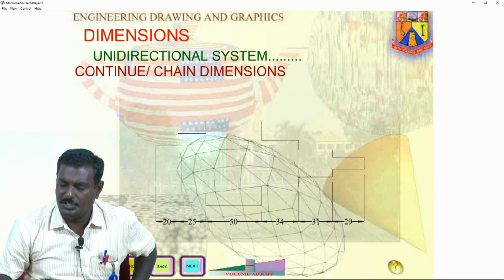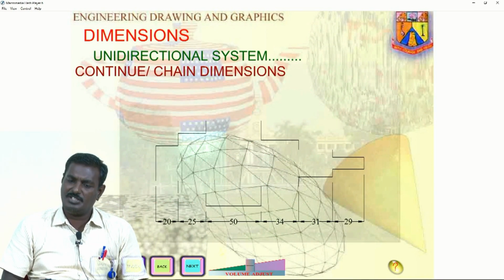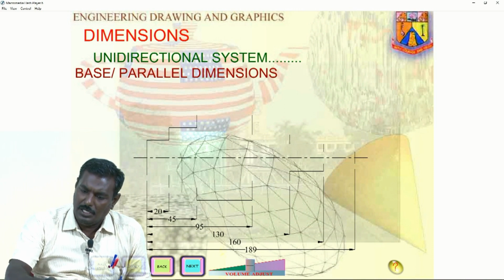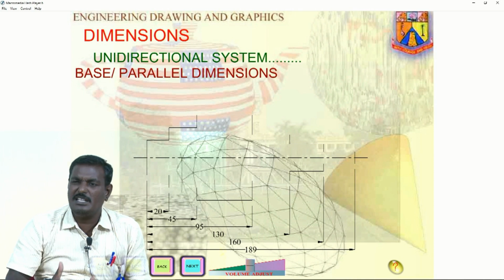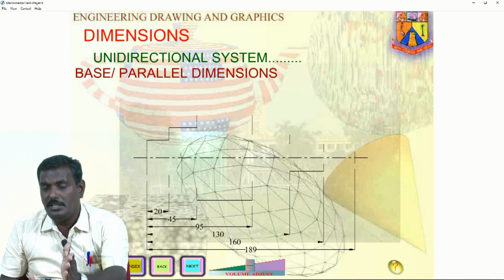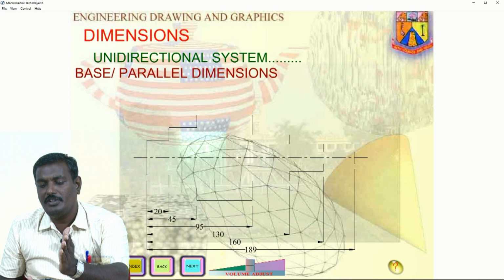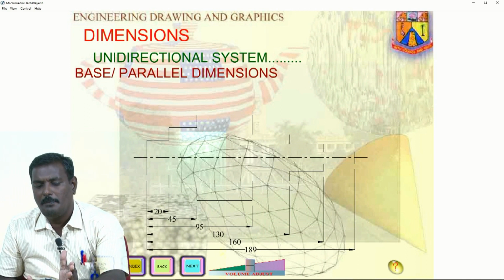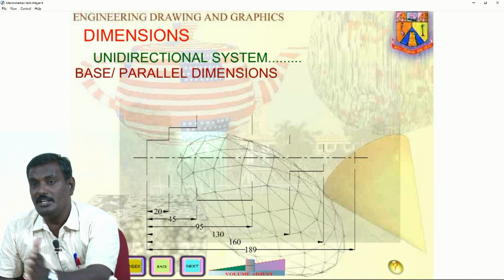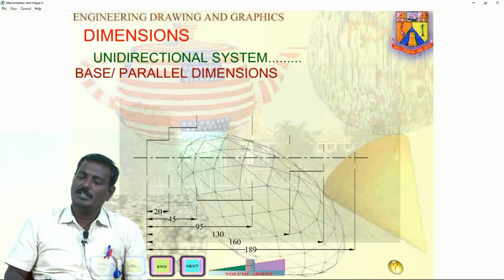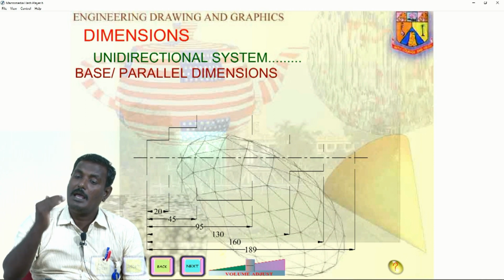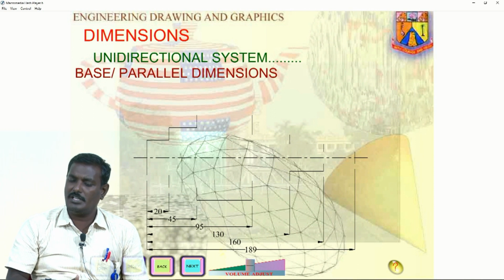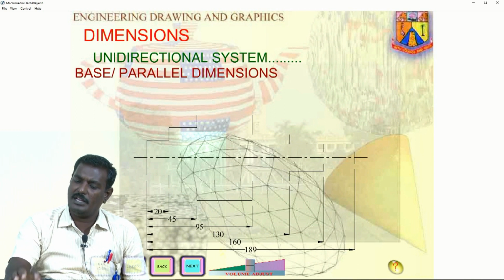Now continue dimensions, and then base dimensions. Here your starting point is common to all. The starting extension line of each dimension is common, and the second extension line varies according to the measurements. That is called a base or parallel dimension, because the dimension lines are also parallel to one another. So that is why it is called base or parallel dimensions.